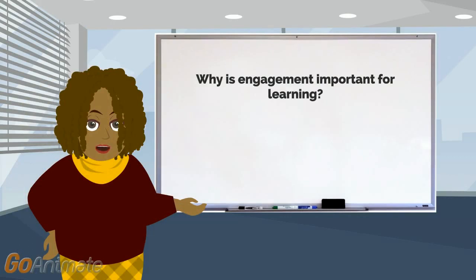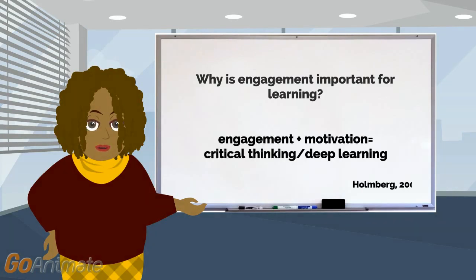Why is engagement important for learning? Simply put, engaged students are motivated to learn. What's more, interaction in online learning environments powers engagement. Therefore, engagement and motivation spurred by interaction facilitates critical thinking and deep learning.